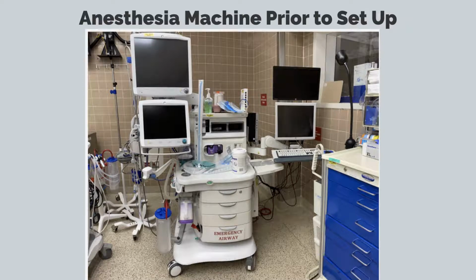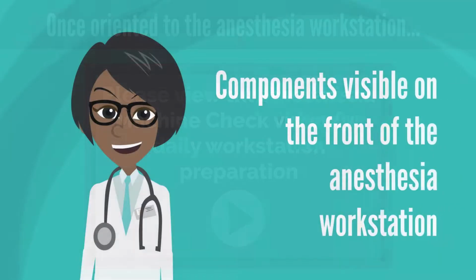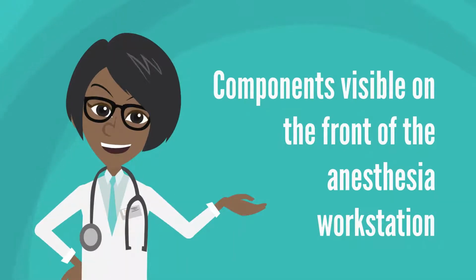This video contains an orientation to the GE ACES Anesthesia Workstation and Anesthesia Cart in the University Hospital adult operating rooms. Once oriented to the Anesthesia Workstation, please view the Anesthesia Machine Check video for complete fundamental knowledge of the daily workstation preparation. We will begin with the components visible on the front of the Anesthesia Workstation.